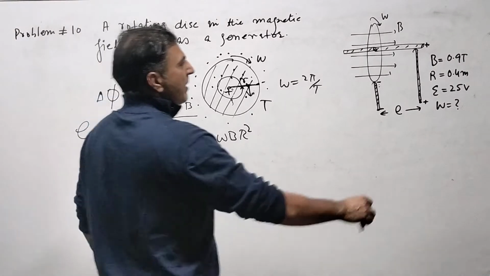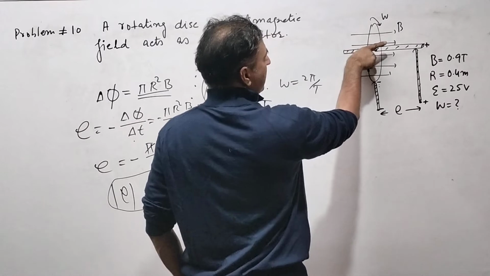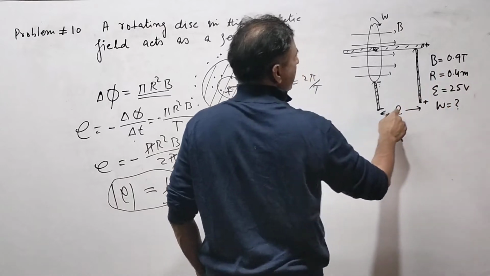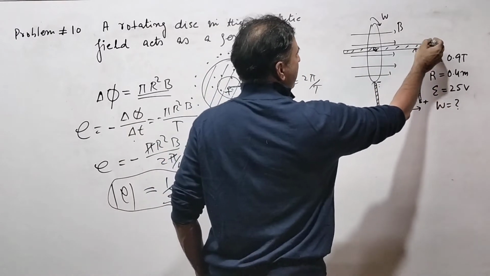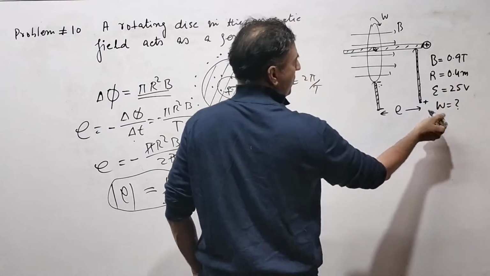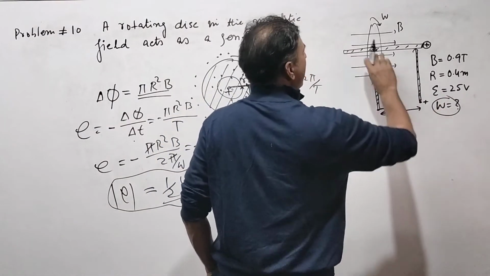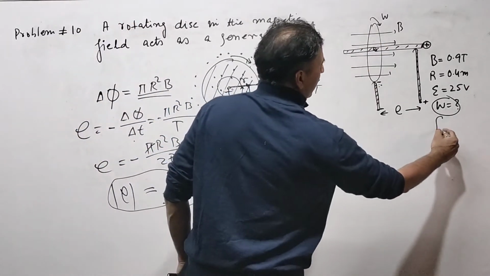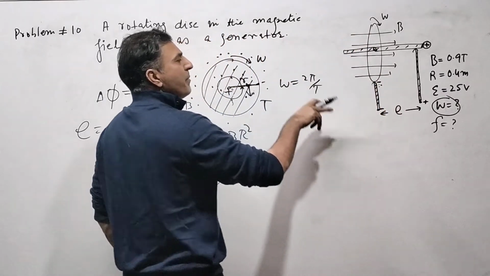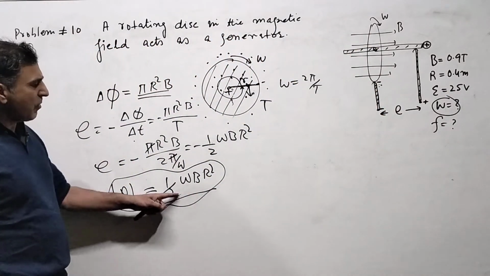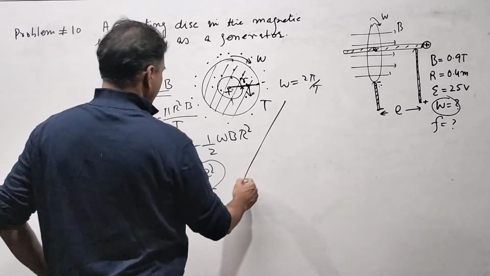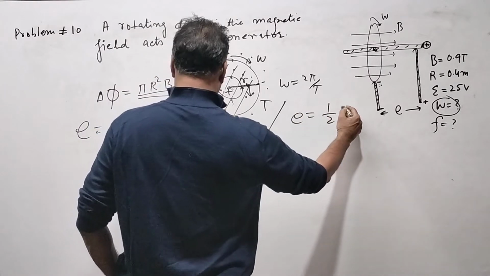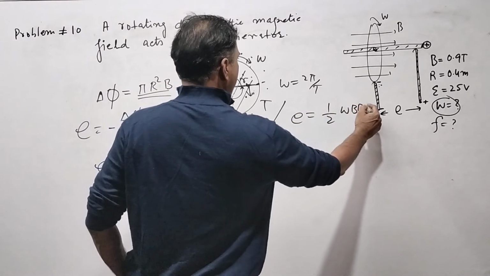Now the question is, if the magnetic field passing through this disk is 0.9 and the radius is 0.4 meters, and you need to create a potential difference between this point and this point of 25 volts to be used in the external circuit, what should be the omega? How much should it rotate per second? I mean, what is the angular velocity, or f? How many revolutions should this make in 1 second? So you have to use this formula. E is equal to 1 by 2 omega B r square.